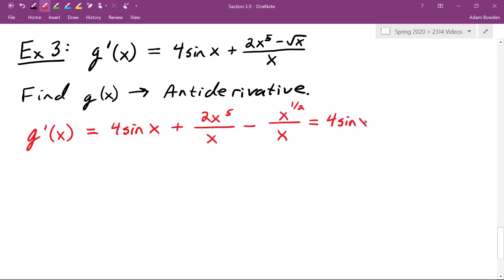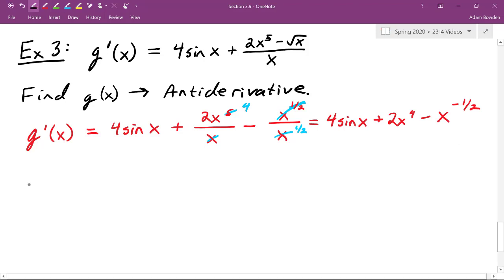We'll make that 4 sine x. We can get rid of a factor of x here, bringing it down to 2x to the 4th. And then we can actually cancel out a factor of x from top and bottom, leaving this x to the 1/2 on the denominator. And since I'm taking that away, making it 1/2 in the denominator, I'm going to go ahead and change that to x to the negative 1/2 power instead. So this is what I'm going to use to take the antiderivative.